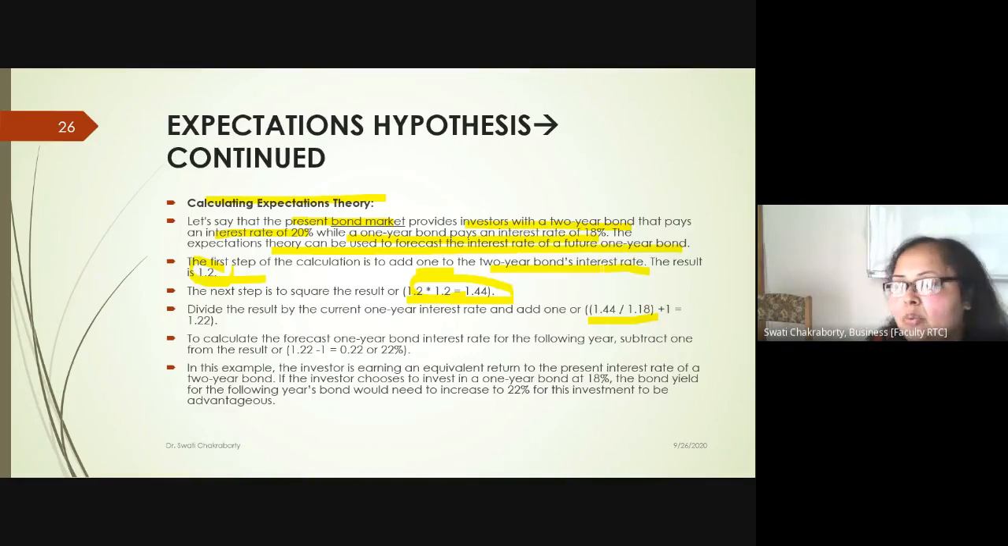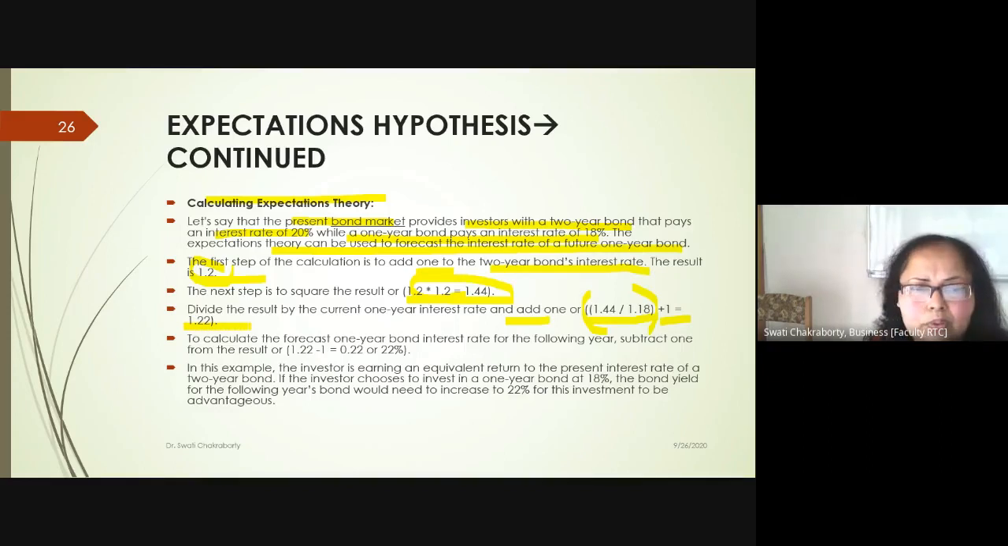18% means 0.18. So if the actual price is 1 and you get 18%, it's 0.18, so the total amount is 1.18. So 1.44 divided by 1.18, and then you put it in brackets, minus 1. So it will give you 1.22.